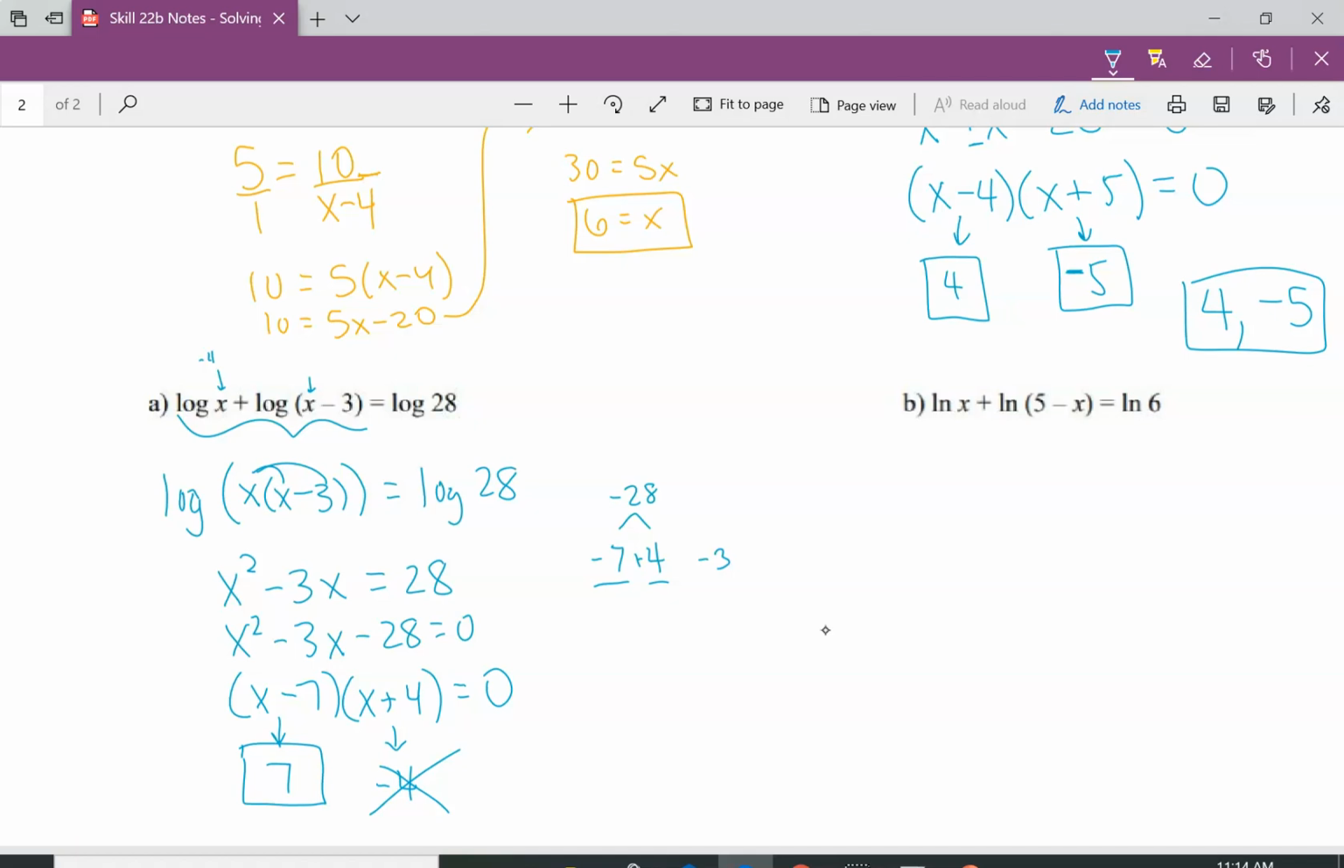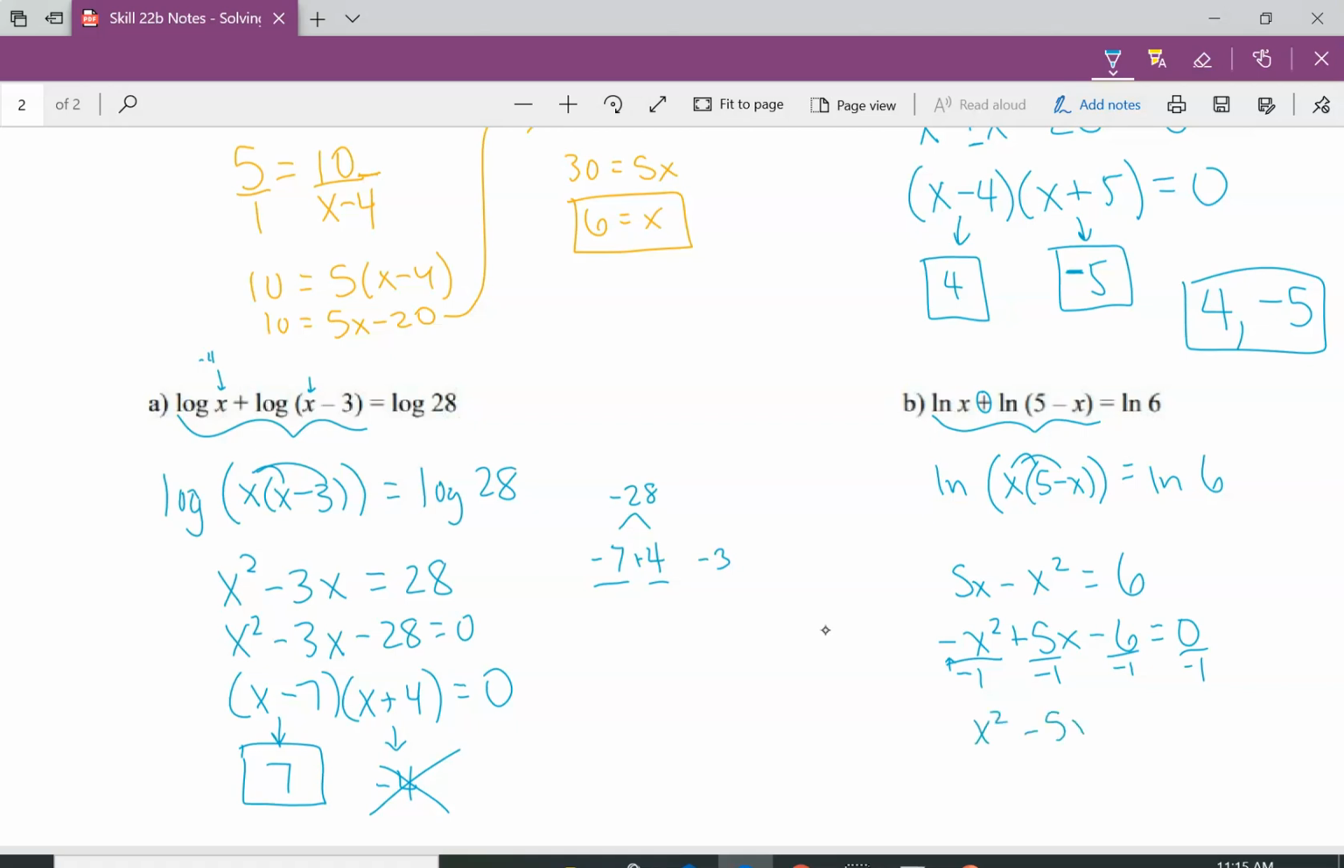Okay, last one here, same idea. So we're going to condense these. I see a plus sign in the middle, so it'll be natural log of x times 5 minus x equals natural log of 6. Since both sides have the same base, I'm just going to go ahead and distribute this. I get 5x minus x squared equals 6. If I rewrite that, that's negative x squared plus 5x minus 6 equals 0. Usually we like to keep this leading coefficient positive, so what I'm going to do is divide everything by negative 1.